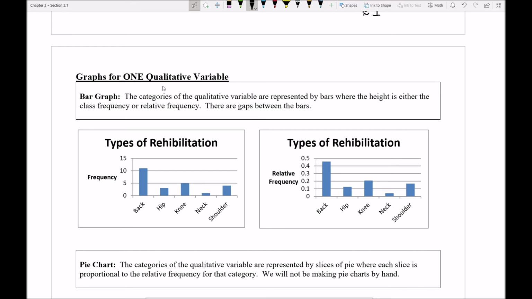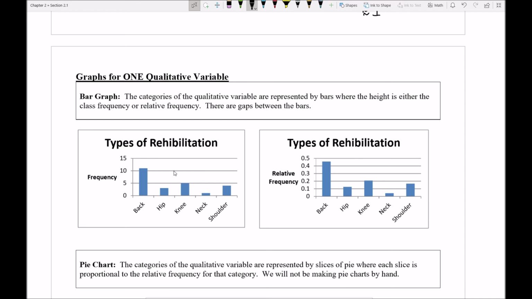One of the types of graphs we can make for a qualitative variable is what we call a bar graph. You can see here I have 2 different types of bar graphs. On the horizontal axis, I have all my different categories listed. And on the vertical axis, I either have frequency or relative frequency listed. If I was making one of these graphs by hand, I would just do my best to roughly eyeball what the picture looked like. I wouldn't spend a lot of time trying to carefully create this by hand.